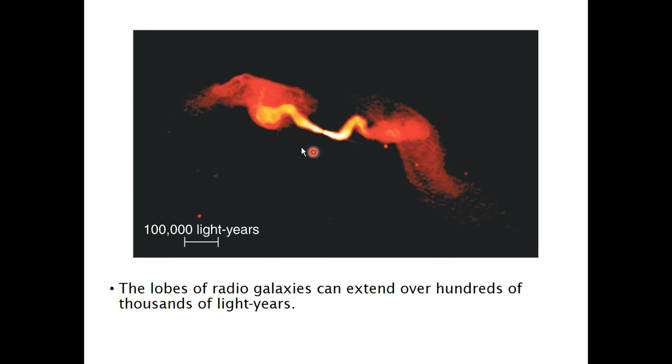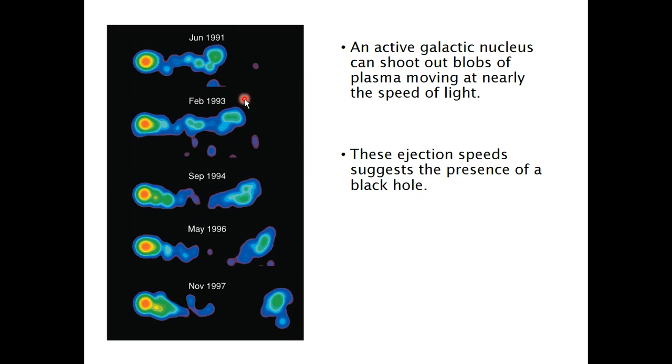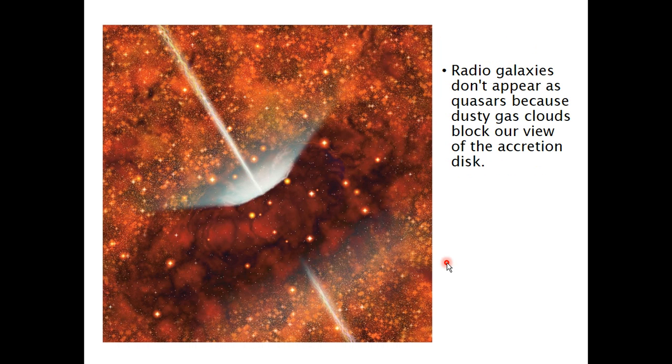And so you can see here's a radio galaxy where the jets that are coming out, lobes of the galaxy, are massive. They're significantly sized. And here, plasma moving away from a galactic nuclei. All of these sorts of things, high speeds, high energies, small sizes, indicate there is probably a black hole at the center of these things.